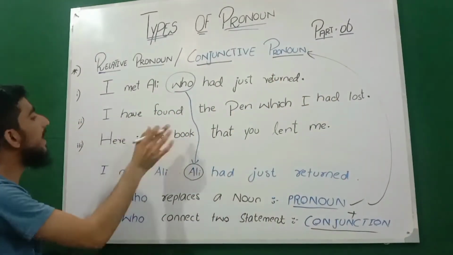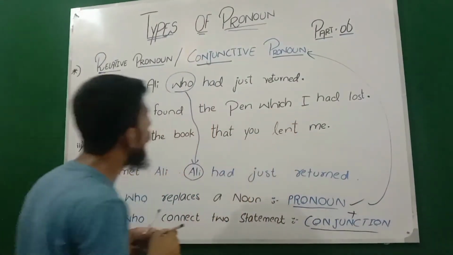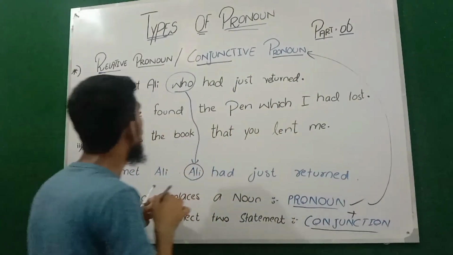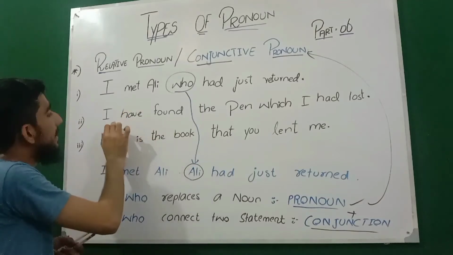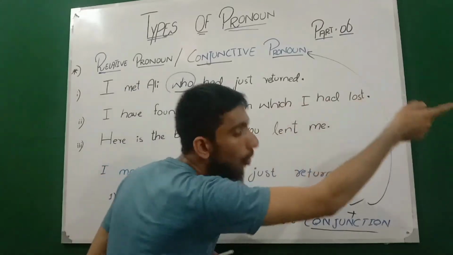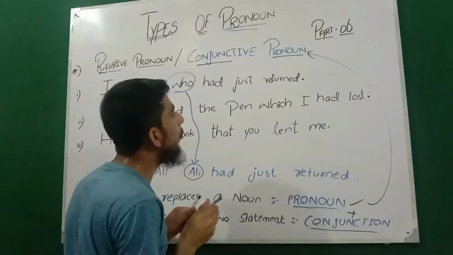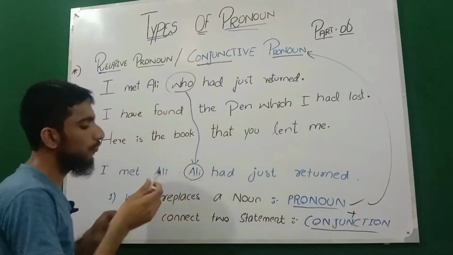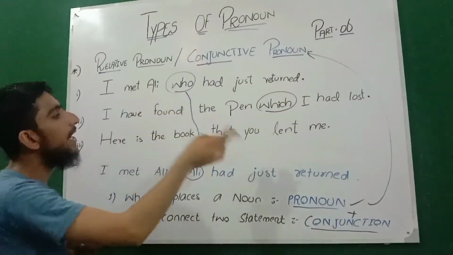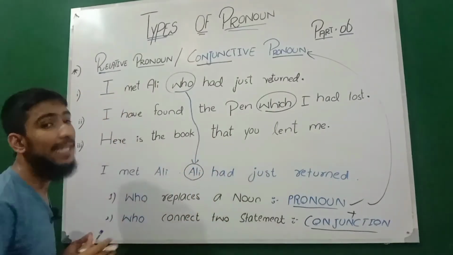The same is the case with this second example. Look at, I have found the pin which I had lost. Here which replaces the pin. If I write, I have found the pin, I had lost the pin. Instead of writing like that, I use a relative pronoun which, and it does the same two works. It replaces a noun and also connects two statements. That's why relative pronouns are called conjunctive pronouns.